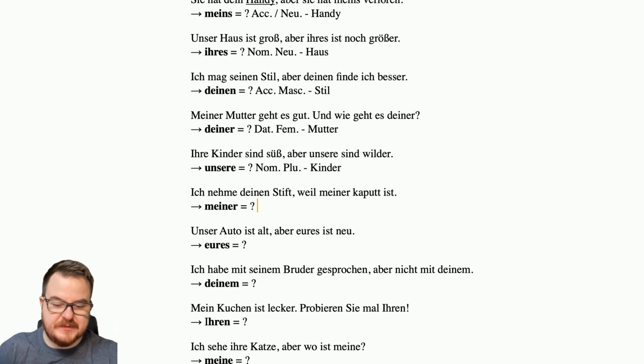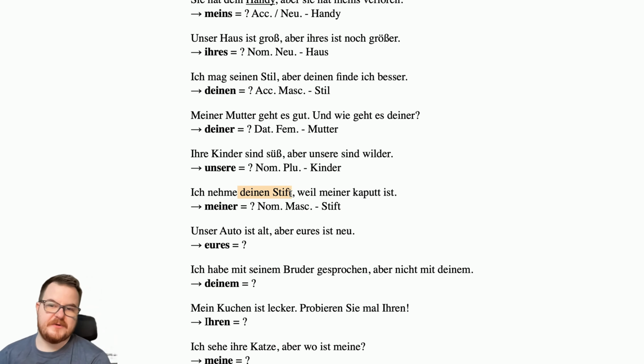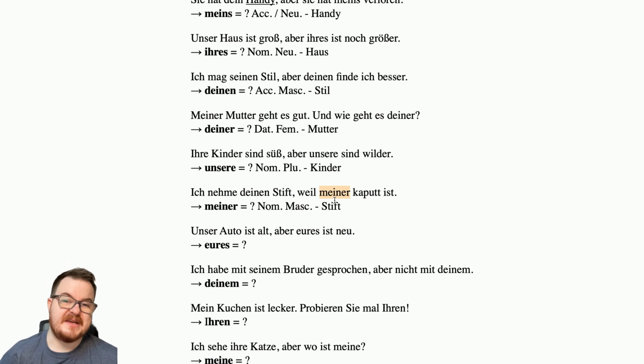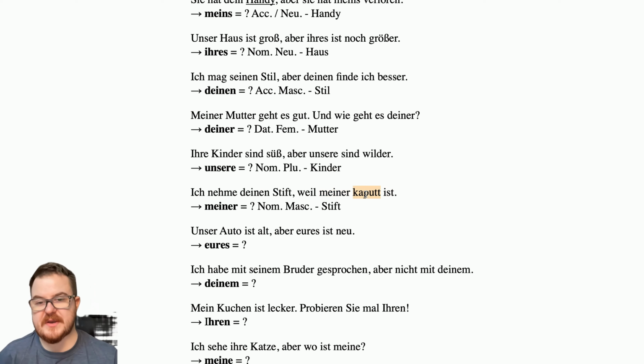Meine is also nominative in this clause, and it's replacing something that is masculine, and that word is Stift, pen. So you see in the first part of the sentence, the first clause, the word Stift is in the accusative, but then in the second clause, what we're saying is mine, as in my pen, and this then is nominative because it's the thing that's doing the verb here. It's the thing that is broken.